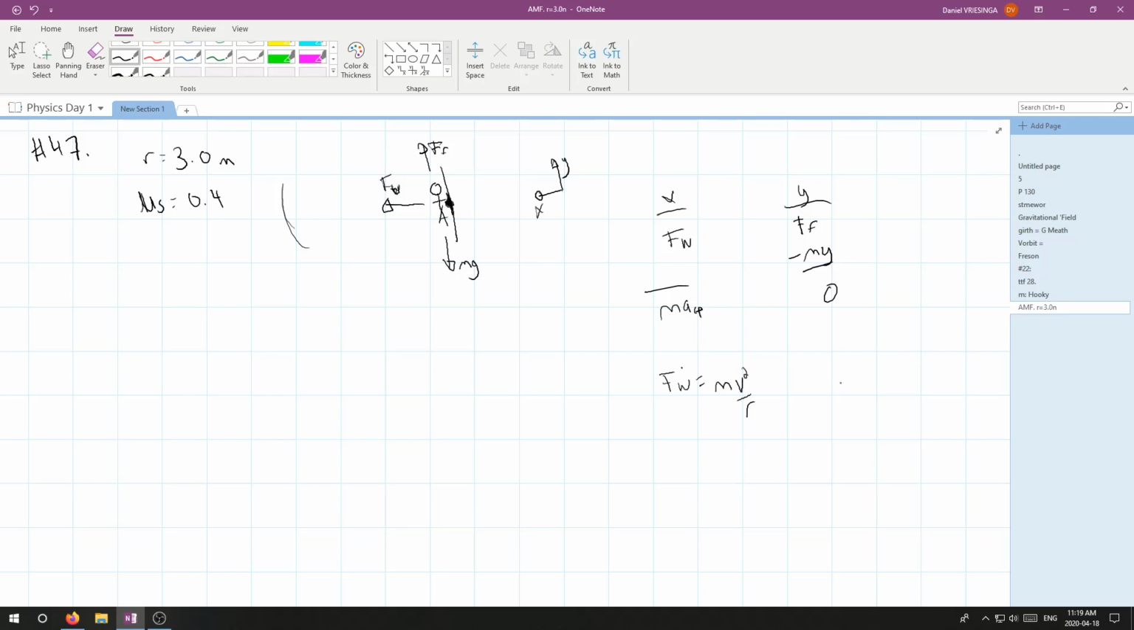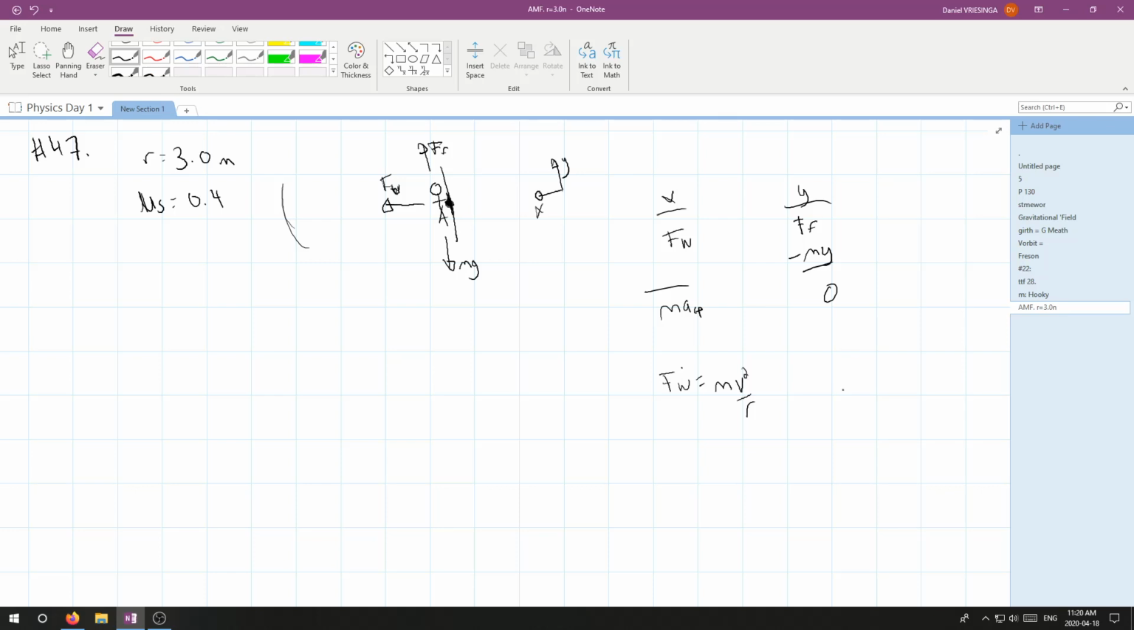Draw free body diagram. What force? Calculate the minimum speed. Part B. I don't really care. I already drew the free body diagram. Part B says calculate the minimum speed to keep the person stuck to the wall. So that's what I'm trying to find, is v squared. I don't know Fn though. And I don't know mass. And I do know radius. So there's my first equation there from the x direction.